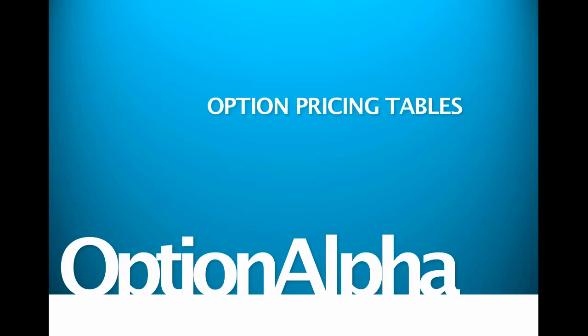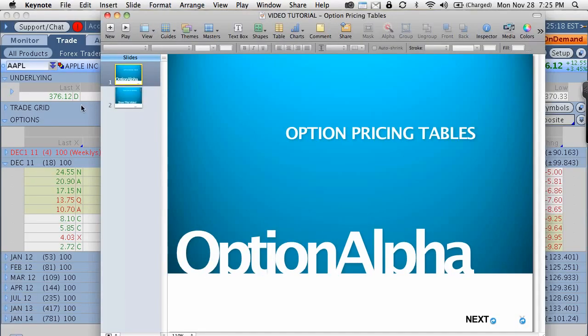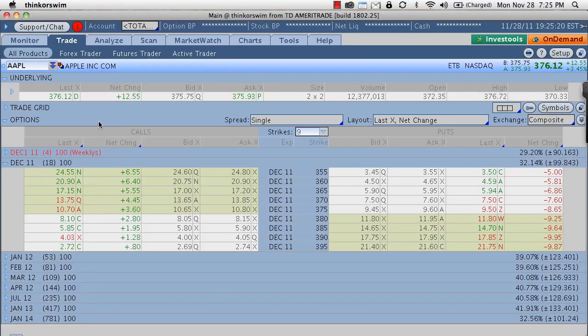I'm Kirk here again and we're going to talk about option pricing tables in this video. So let's get right into it here as always. We're on my Thinkorswim platform here, under the ticker symbol for Apple, AAPL. What an option pricing table is, is it shows all the available options for a particular underlying stock or ETF or index. In this case we're going to look at Apple here.